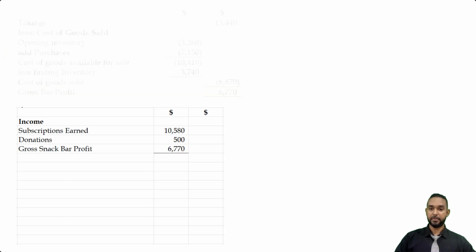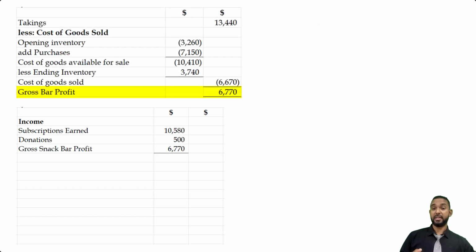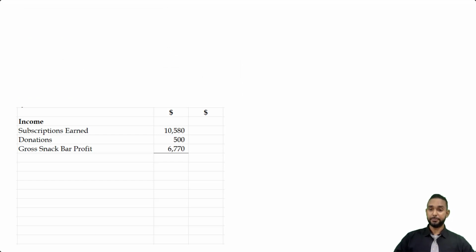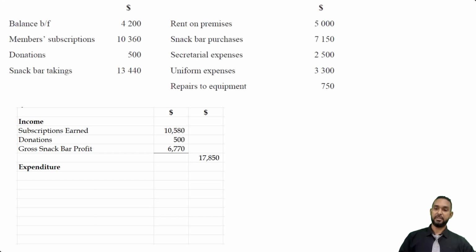And finally, we're going to put the gross snack bar profit, which we calculated above in the previous part of this question. We just had three income items, and we're going to total them up to get a subtotal of 17,850 and start on the expenditure. So the expenditure will come from the credit side of the receipts and payments account. So we're seeing rent on premises, 5,000. We're seeing snack bar purchases. Now we dealt with snack bar purchases already in the calculation of the snack bar profit, the snack bar trading account, right? Now secretarial expenses of 2,500, we could put that in for sure.